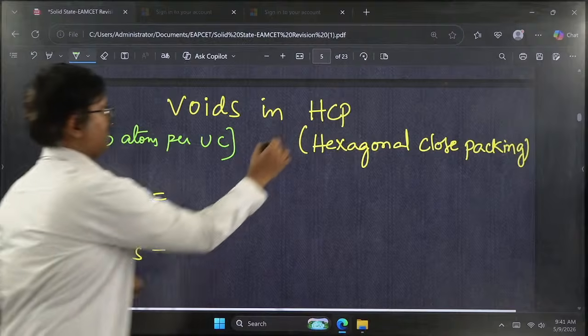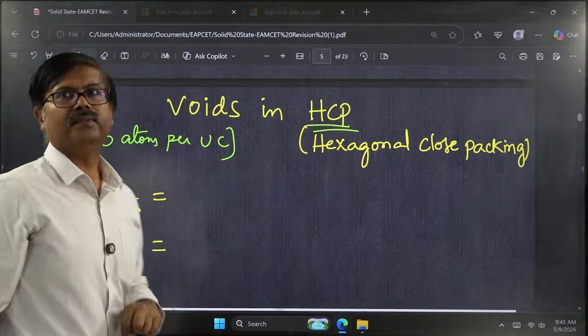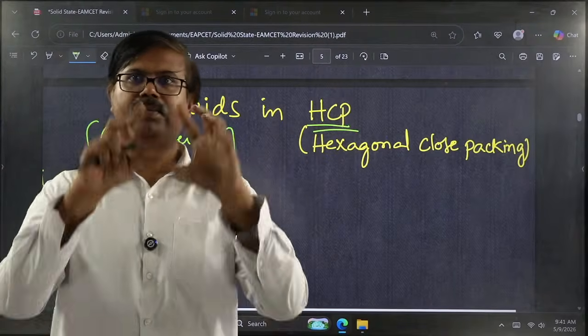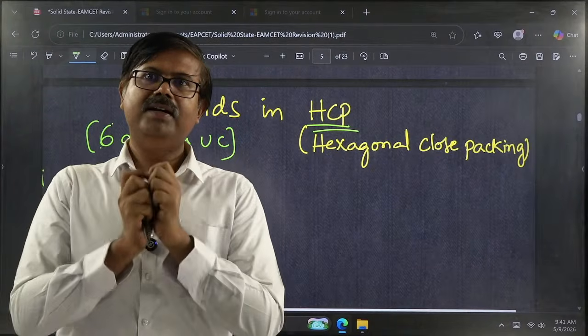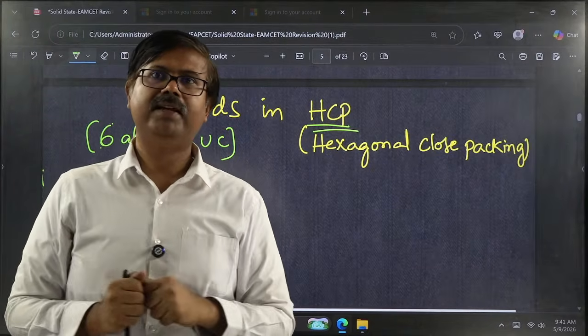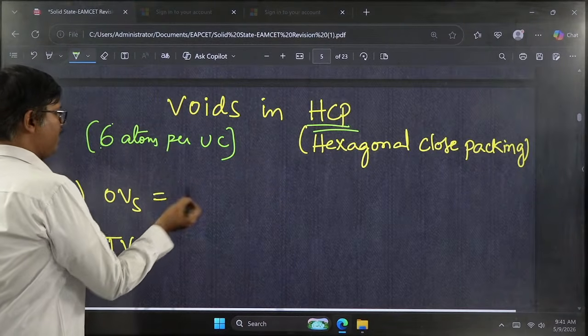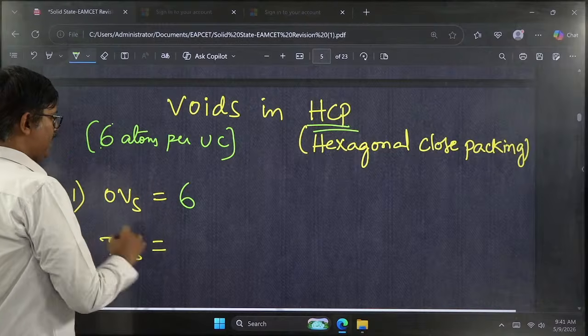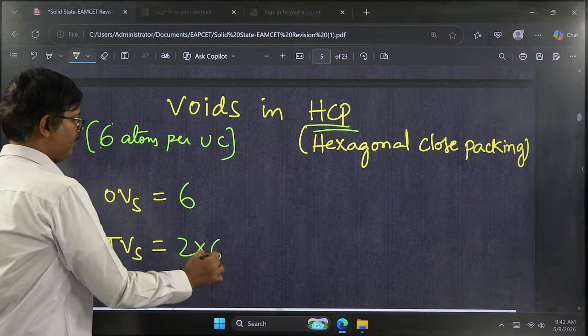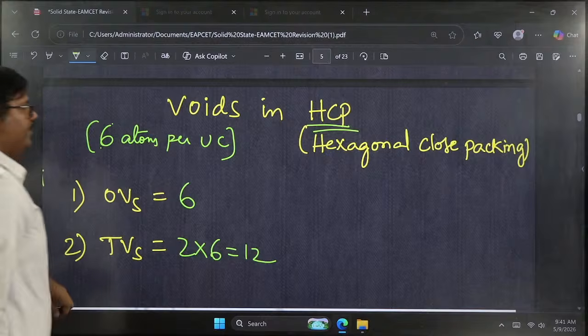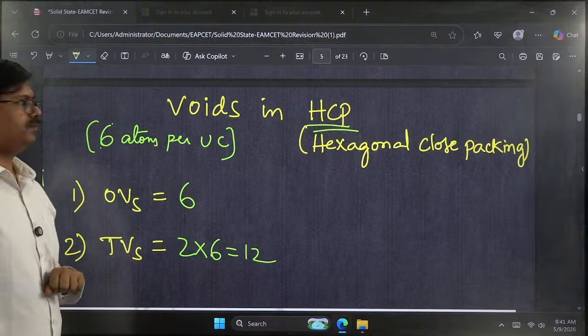In hexagonal closed packing, that means 6 net atoms per unit cell of HCP. Now in that, how many empty spaces will be there? When 6 atoms are present, octahedral voids will be the number of atoms, that means 6 only. Tetrahedral voids will be double, therefore 12, in hexagonal closed packing.